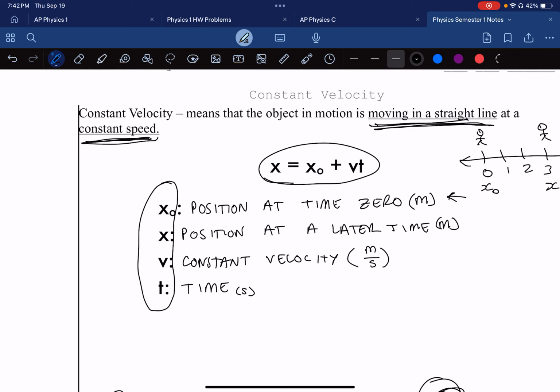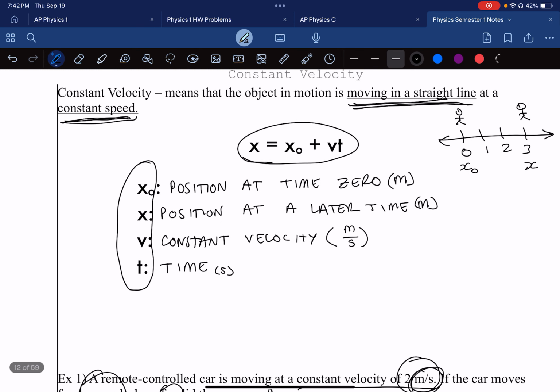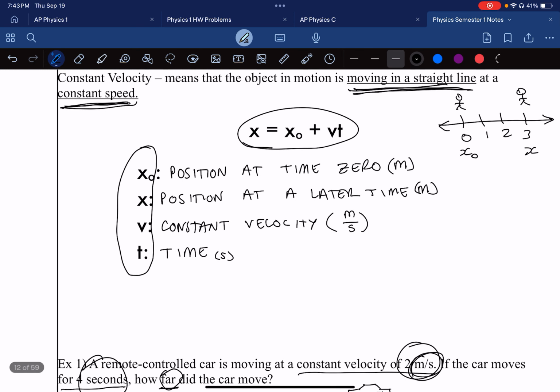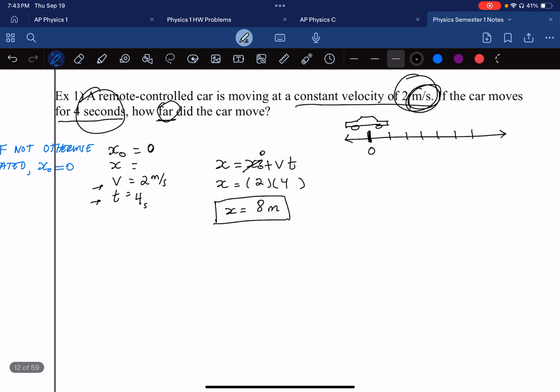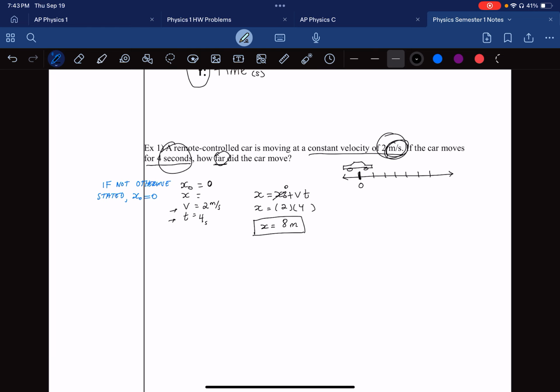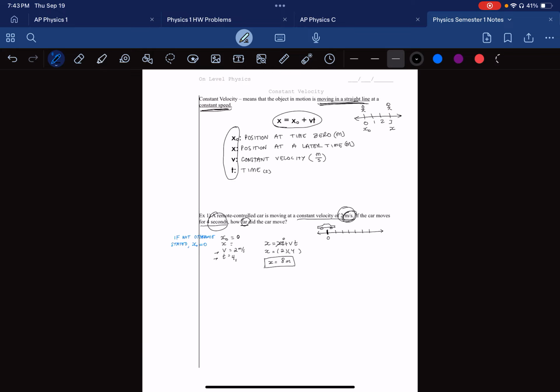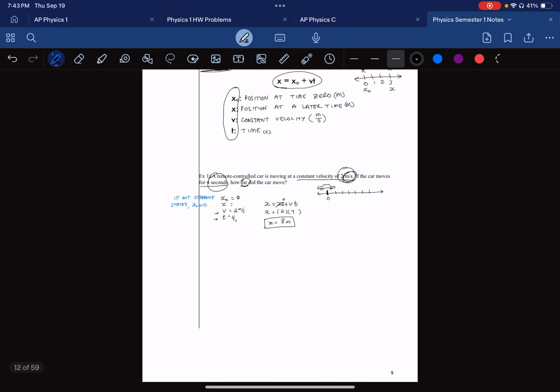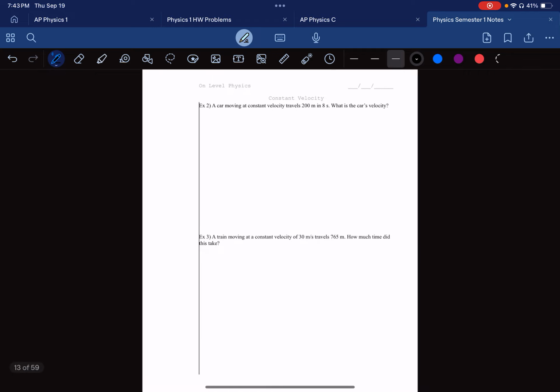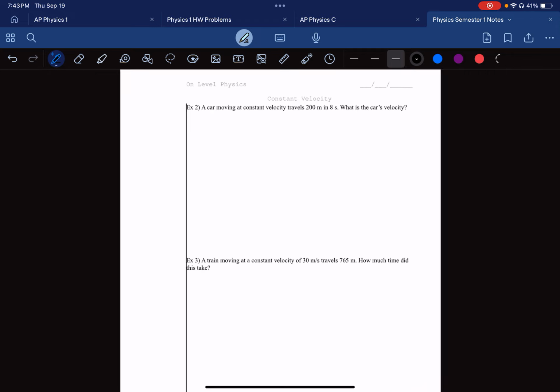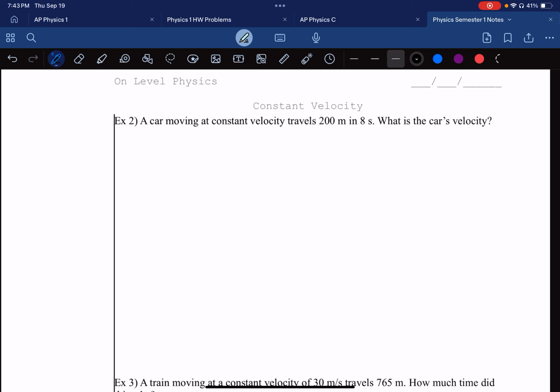Time is measured in seconds. A position is measured as a place, like meters. And velocity is a unit of distance over a unit of time. That's why it's meters per second. So the first one's done. That's how far the car moved. I'm going to go ahead and move on. We'll do one more example on this video.